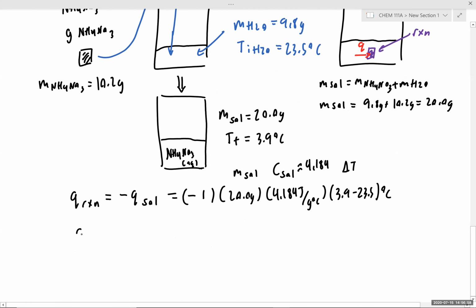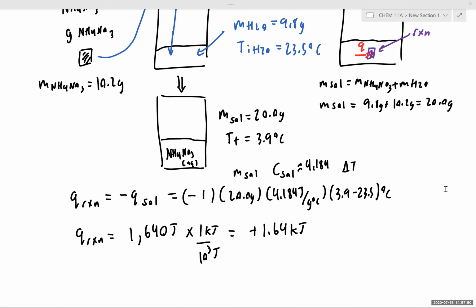Okay, so with that established, the heat of our reaction, after punching this into our calculator, we get a value of 20 times 4.184 times 23.5 minus 3.9. Okay, punching this into our calculator, that gives us a heat of reaction of 1,640 joules. And we know in 1 kilojoule, we have 10 to the third joules. So we have an enthalpy, a heat of reaction of 1.64 kilojoules, positive. That means we're absorbing heat.